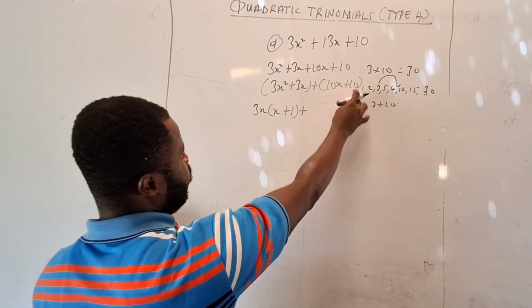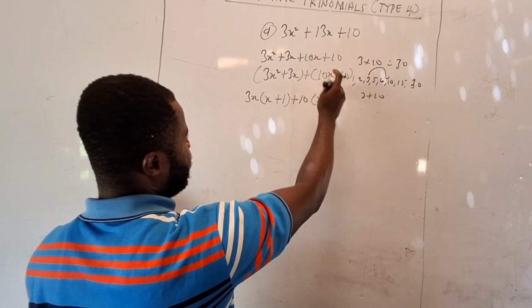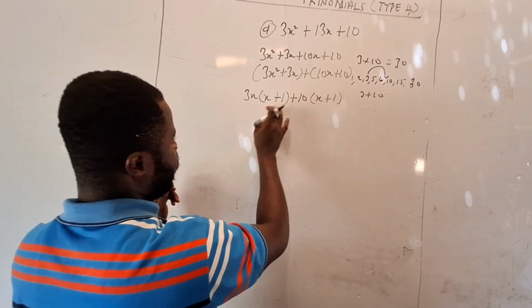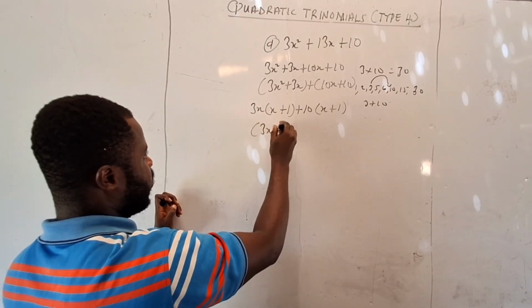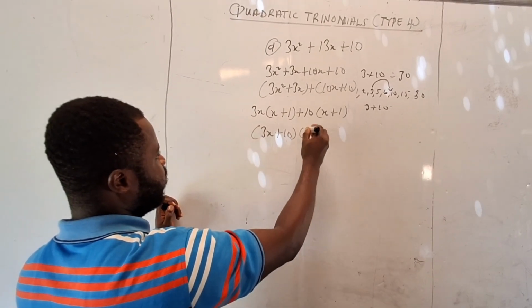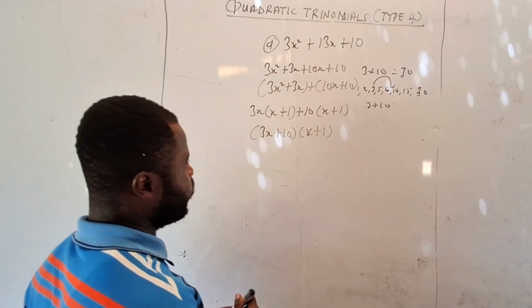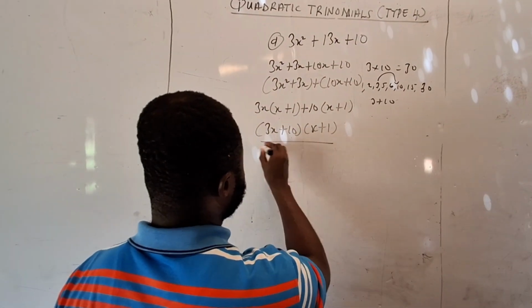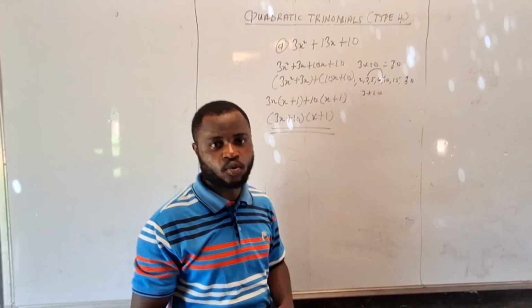Now plus the highest common factor, they are 10 and 10. So it's going to be 10, then x here, then 10 will divide 10, 1. We have the same thing in the bracket, so we are on course. So we have 3x plus 10 in one bracket, then x plus 1 in another bracket, which makes it correct. So this is the end of this trinomials.